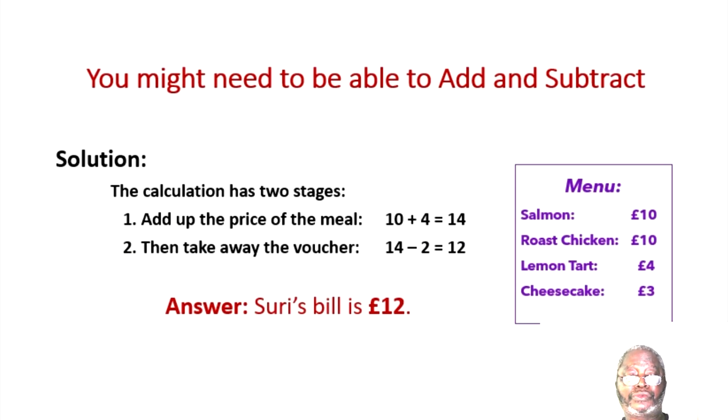Usually you see your menu, and then you look at the conditions, and then you do your answer. The calculation has 2 stages. You add up the prices of the meal, then you take away the voucher, and then you'll have your answer, which is £12. Now we are all dependent on calculators to do our calculations. But remember that in maths exams, you have the non-calculator part, and then you have the calculator part. So it's important that while you need to use your calculator, you need to be able to do mental calculations as well.